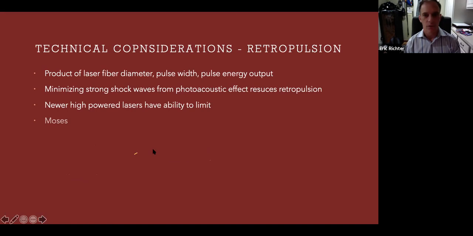So this is the technique we're talking about, retropulsion. It depends on the laser fiber diameter, the pulse width of the generation of the energy, and the energy output. So you minimize strong shock. It's that photoacoustic effect, which is the first effect we were talking about, with those cavitation bubbles that cause the retropulsion. The idea is that you want to limit that as much as possible. And these newer, higher powered lasers, like the MOSES, like the one you have, have the ability to do that.